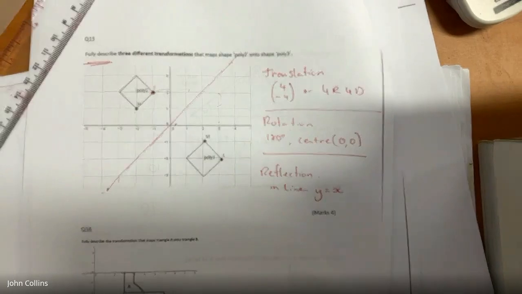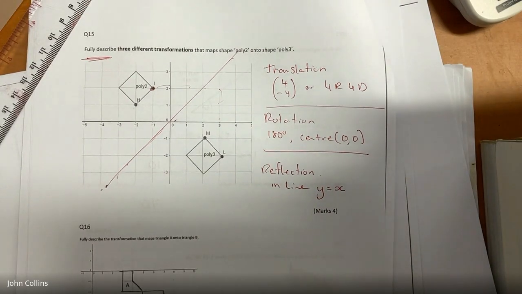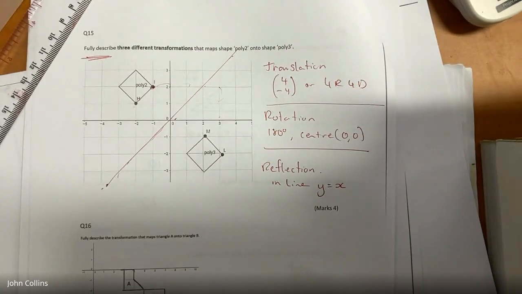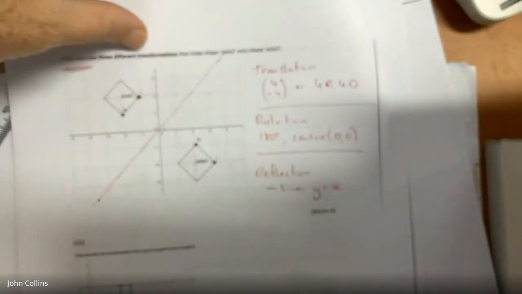Okay. 1 mark for each, and then if you got all 3, you get 4. So if you get 2 out of 3, you only get 2 marks.